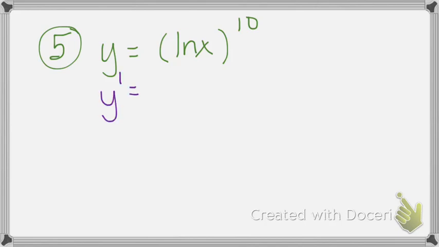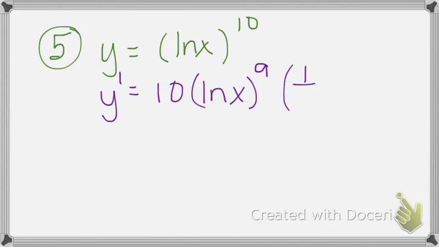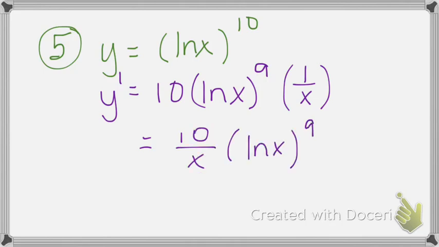Alright, so if I use the chain rule, 10 comes down in front, subtract 1 on the power, and then you multiply by the derivative of the natural log of x, which is 1 over x. Nothing really you could do. You could, if you wanted to, make that 10 over x and then natural log of x to the 9th.